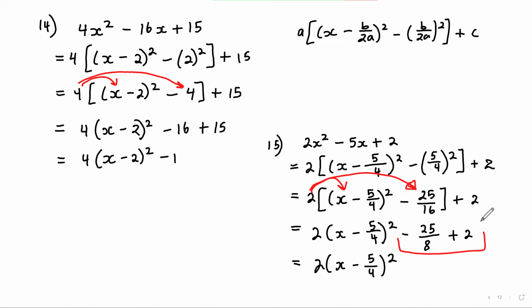Okay, I'm getting my calculator. Okay, negative 9 over 8. Yes, negative 9 over 8 is correct, or minus 1 and 1/8. Okay, then let's do another one.